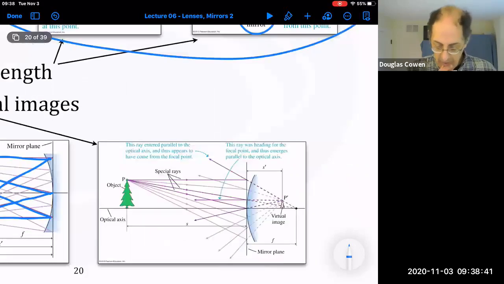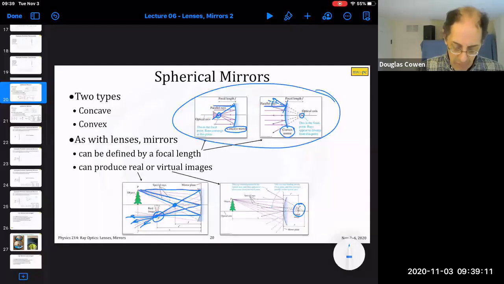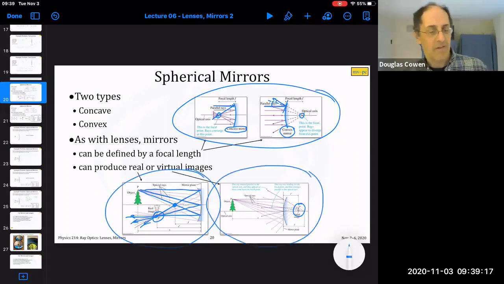Over here we have a convex mirror, and what you see is that if you trace the rays similarly to the way we just traced them for the concave mirror, you will get a virtual image appearing in the mirror behind. They'll appear as though it's behind the mirror, and it'll be in this case smaller in size than the object. So this is a real image over there on the left, and over on the right, it's a virtual image because the light is not actually coming from the image.